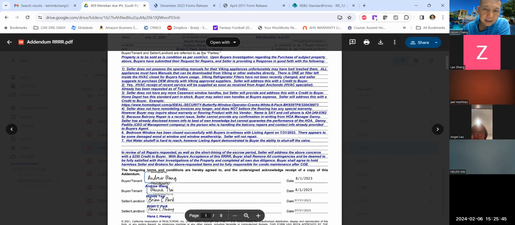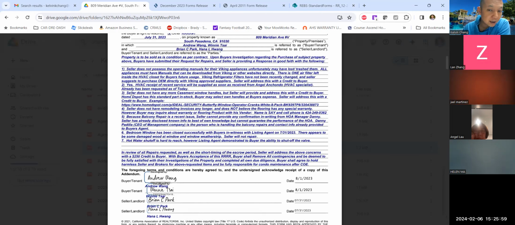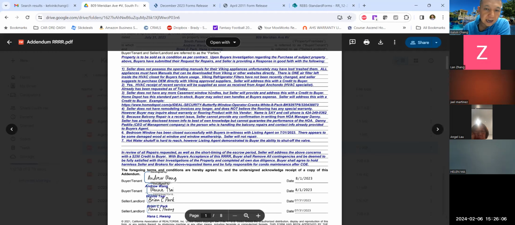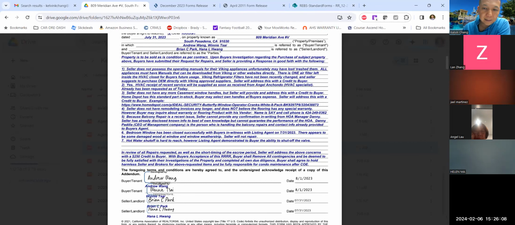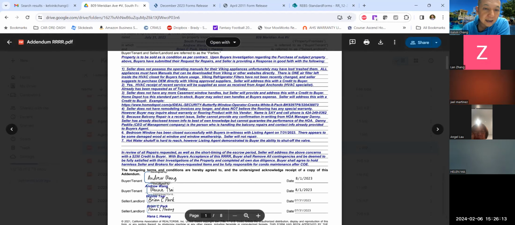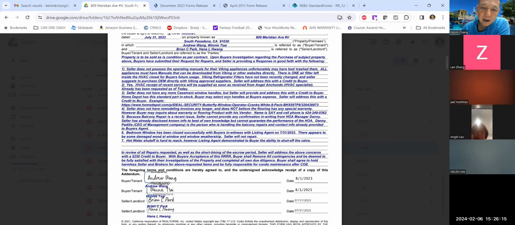Property to be sold as is condition. Upon buyer's investigation, buyer submitted the request for repairs, seller's providing a good faith response. One, seller did not possess the manuals, blah, blah, blah. Number two, so I went one by one per their questions. And I addressed them. Yes, HVAC receipt of recent service will be supplied. Seller does not have any more casement window handles. Seller will address this with a credit to buyer, $250. Home Depot has the standard part in stock, and buyer may buy their own handles.